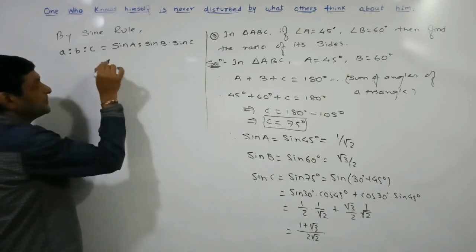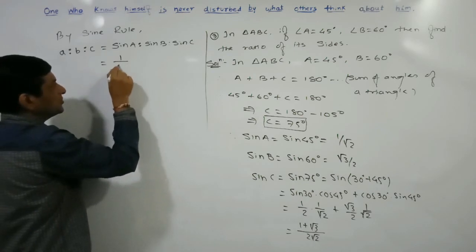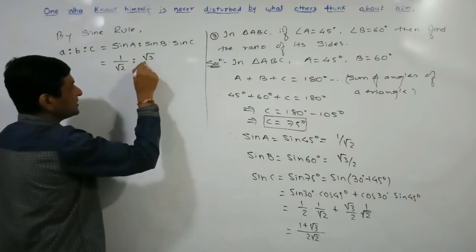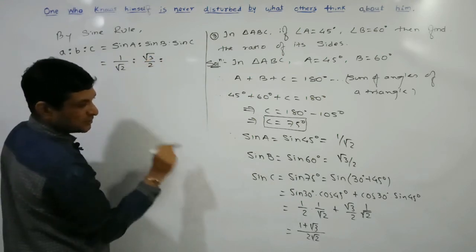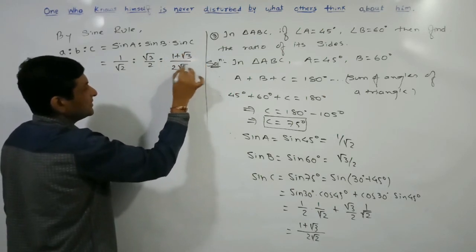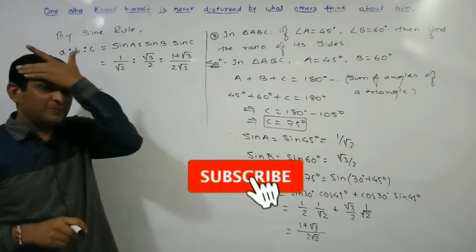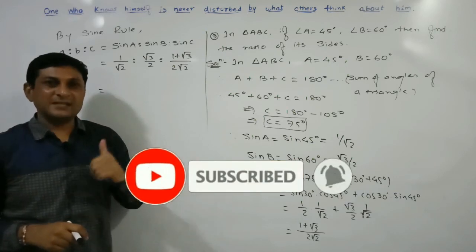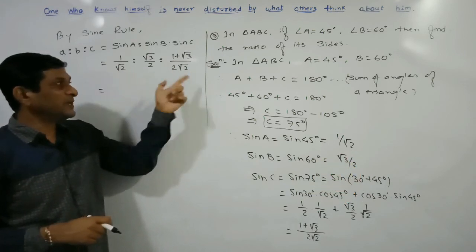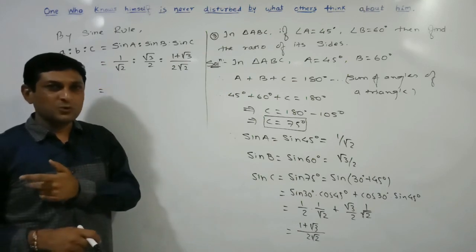So which is equal to, already the value of sine A is known to us. What is its value? 1 by root 2. What is the value of sine B? Sine B is equal to root 3 by 2, and the value of sine C is equal to 1 plus root 3 divided by 2 root 2. Now if you do not want the fractions here, you can multiply all the terms by the LCM of the denominators. What is the LCM of root 2, 2 and 2 root 2? Easily we can observe that their LCM is what? 2 root 2.